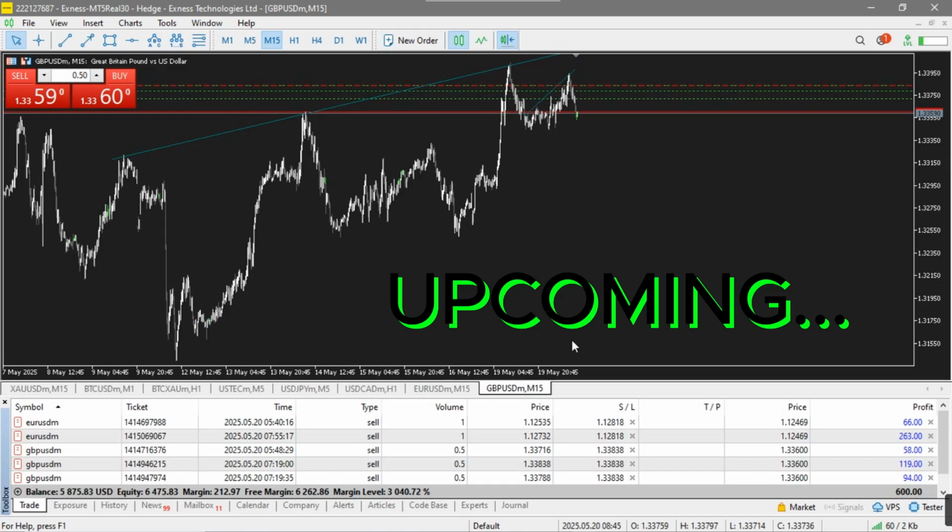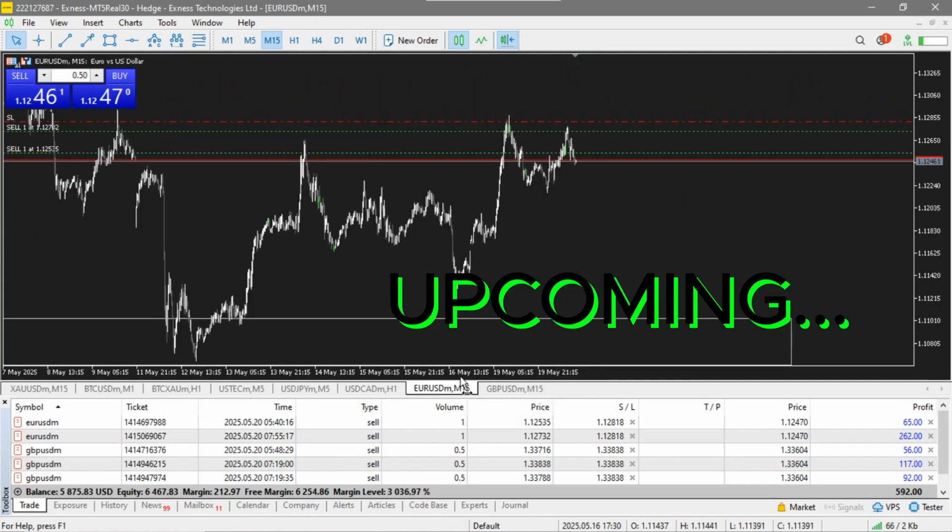These are the trades I took using the same method I just explained. Both GBP USD and Euro USD are currently in profit. This is the power of understanding price action deeply. Not just memorizing patterns, but knowing why they work and when to act.